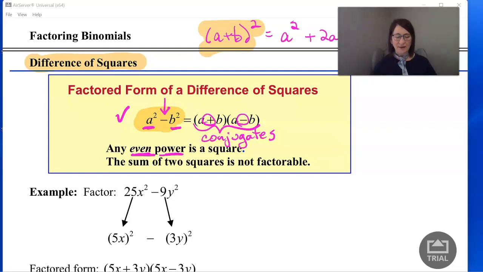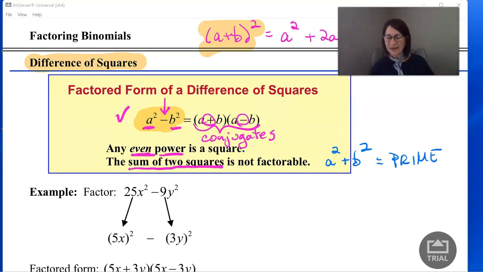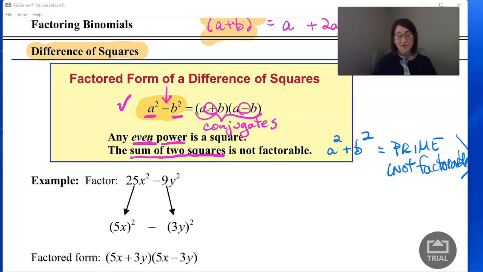The second thing, the sum of two squares is not factorable. What in the heck does that mean? If you have a squared plus b squared, that is what we call prime. It is not factorable. You can sit here all day and try and figure out how to factor that. Won't ever happen. Okay, so let's take the difference of two squares and let's see how to do this.